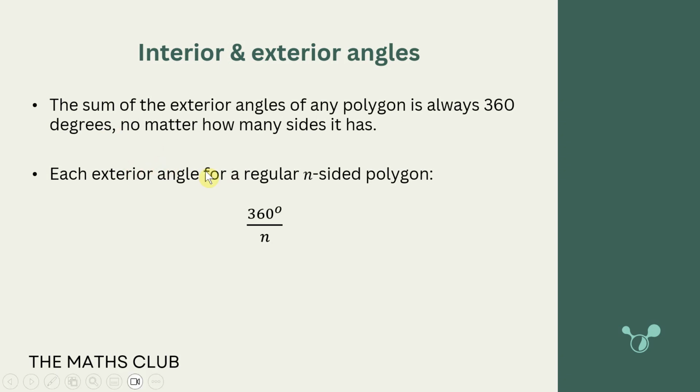So each exterior angle of a regular n-sided polygon is 360 degrees divided by n. Right. It has to be regular, which means that all sides and angles are the same, and you just do 360 degrees divided by n. You find each exterior angle. We're going to see a picture of what we're talking about in one of the questions.